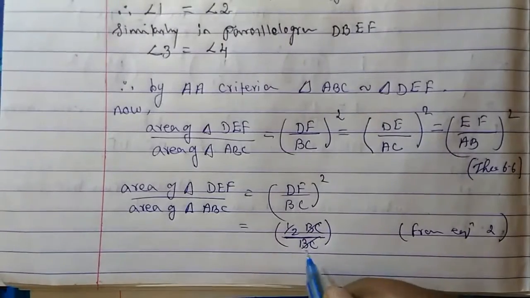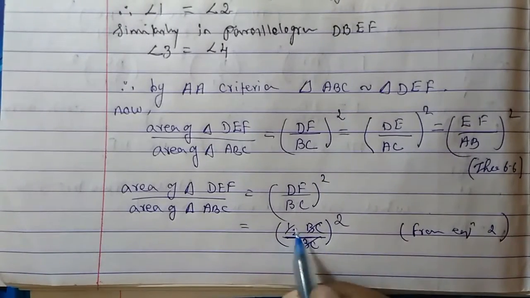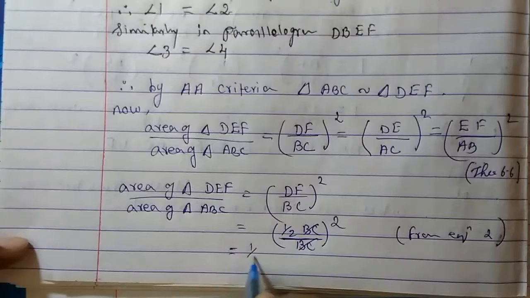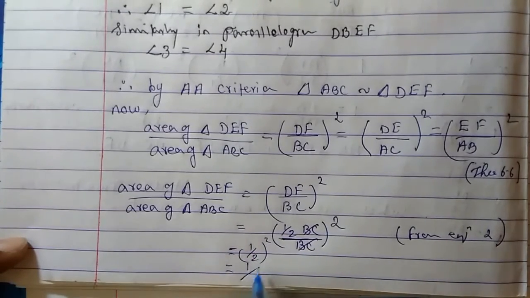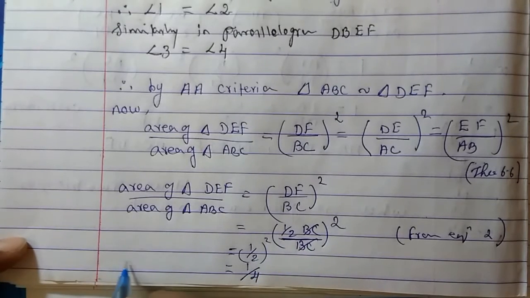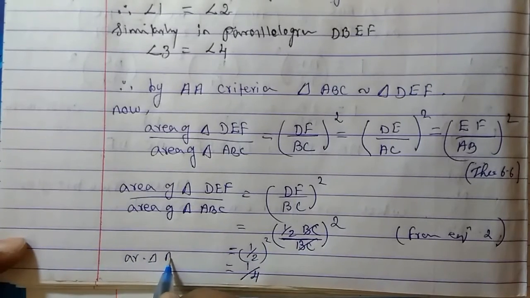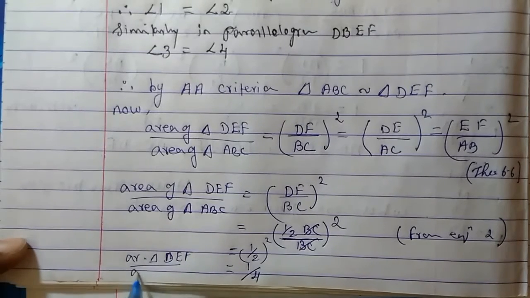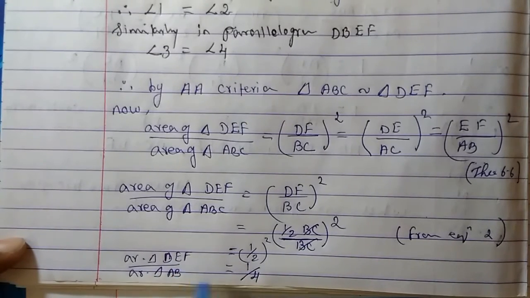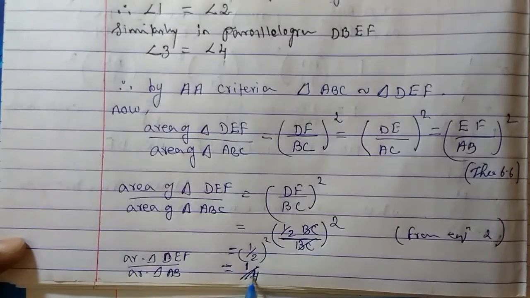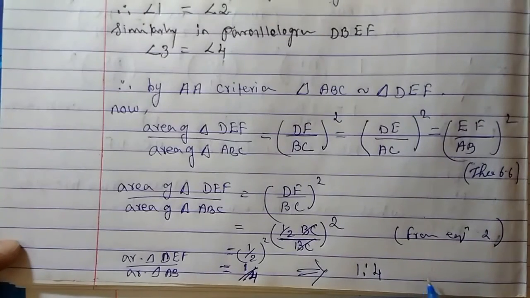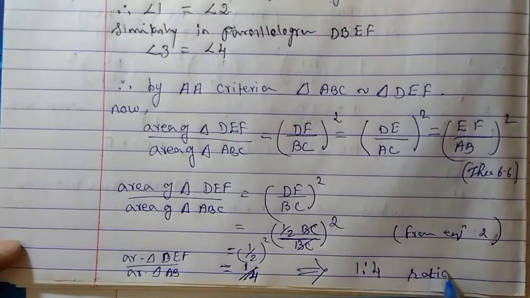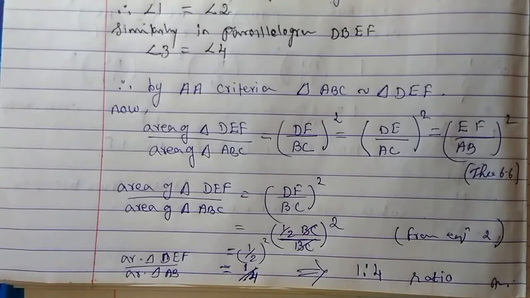Now BC gets cancelled. By the way, this is square. BC gets cancelled, so you have half square. And then 1 square will be 1, 2 square will be 4. So this is what actually area of triangle DEF upon area of triangle ABC is. So that is 1 upon 4. Means our answer is what? 1:4 is the ratio. So that is our answer. That's it. I hope it is clear to you. Thank you and God bless you.